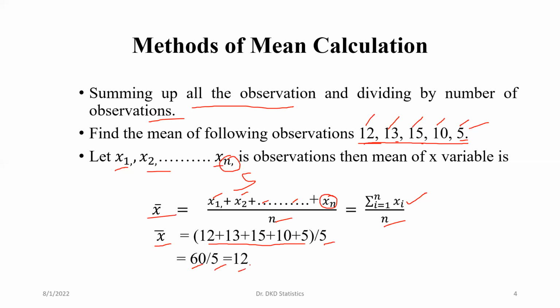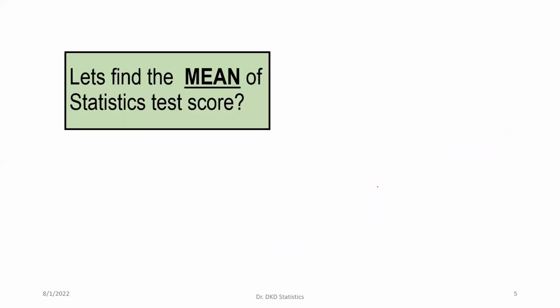Here x bar equal to 12. So the average value is 12. The mean value is 12. We can say this is a basic simple example of mean calculation, and this kind of data is known as ungrouped data. If we have ungrouped data and want to calculate the mean, we can apply this formula for ungrouped data.